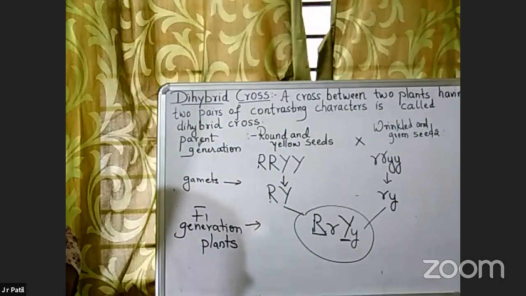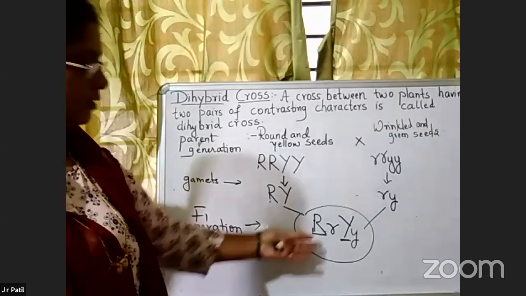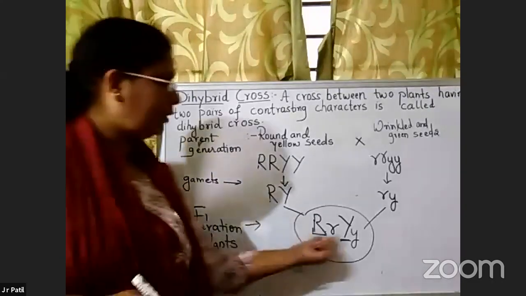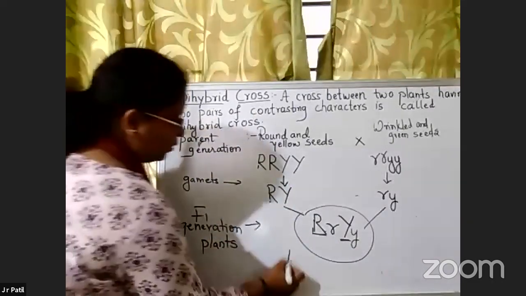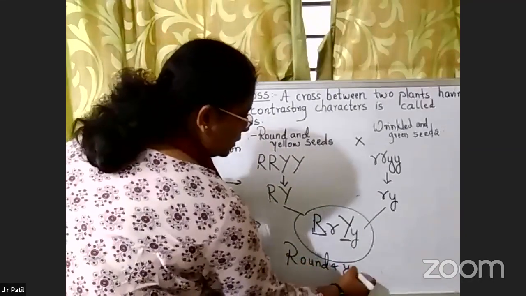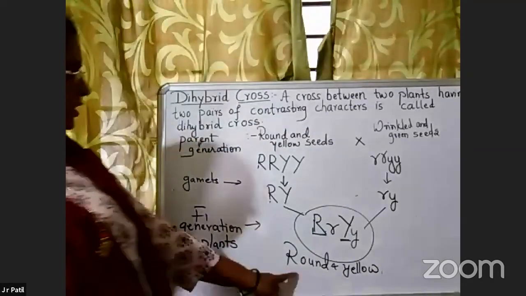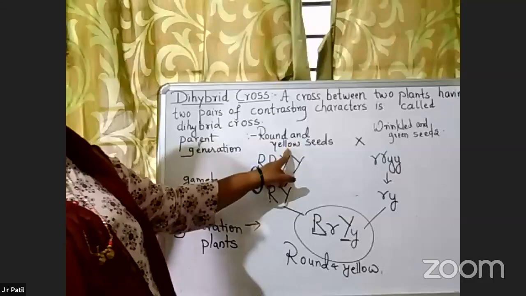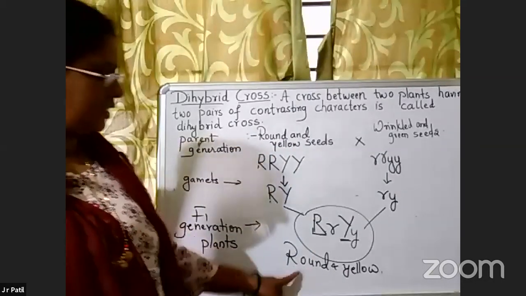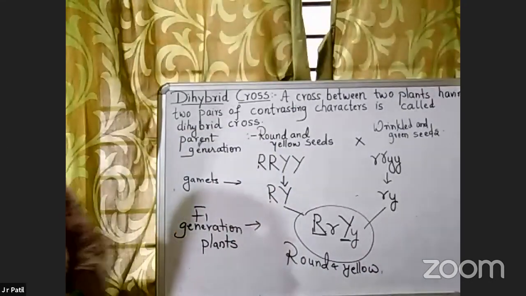Now tell me, how does this plant look? Tall, ma'am. Round and yellow, ma'am. Very good. So this is the F1 generation plant, and I told you in the F1 generation the dominant character will always appear. Dominant is round and yellow, so in the F1 generation we get round and yellow. Got it now? Yes, ma'am.